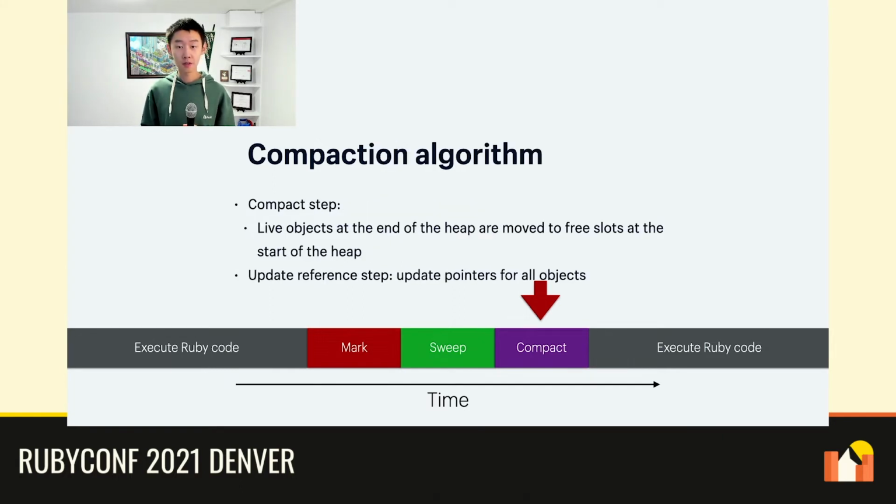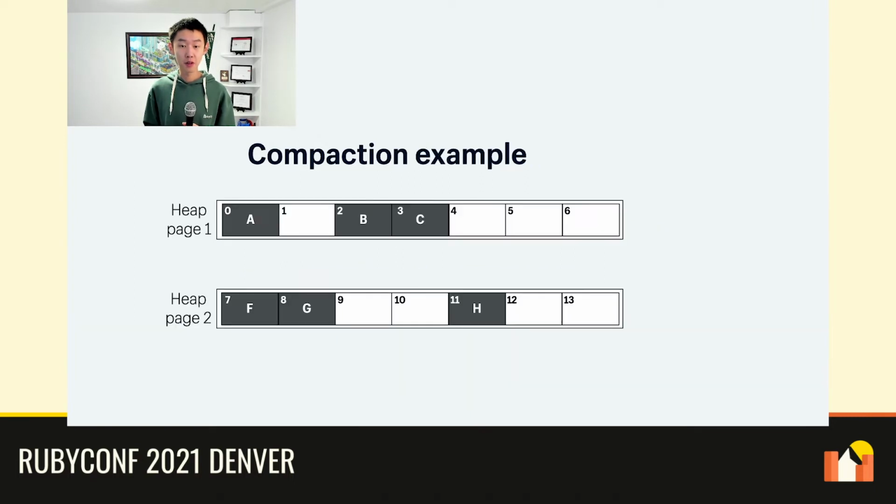The compaction algorithm involves two steps, the compact step and the reference updating step. The compact step moves objects from the end of the heap to the start of the heap. When this step completes, we do the reference updating step. In this step, we scan all the objects and update the pointers that have moved. Let's see an example of compaction in action. The last live object of the heap is object H, and the first empty slot in the heap is slot 1. So we move object H to slot 1 and leave a forwarding address. This forwarding address will tell us where the object was moved to. We will use this forwarding address in the reference updating step.